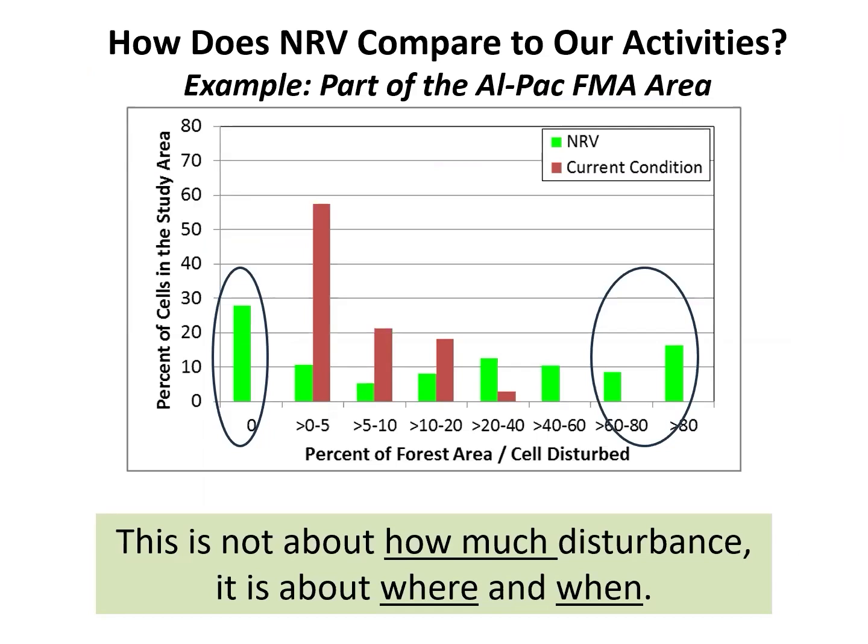And you can see that there's no cells with zero, and there's no cells more than about 50% that are disturbed. And there are several reasons for that, but the bottom line is this is not about how much disturbance there is. It's about when and where they are. So there's a big difference here between how Mother Nature is doing wildfire patterns and how we're doing our own anthropogenic activities.